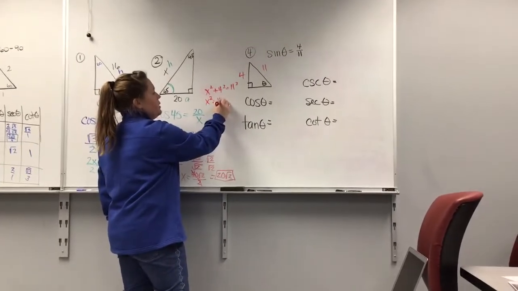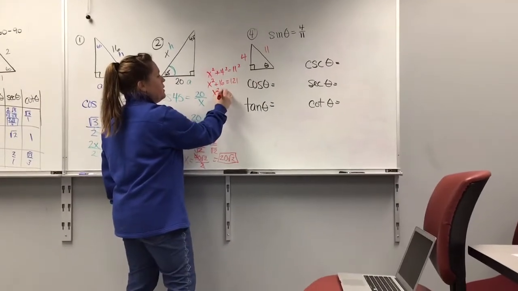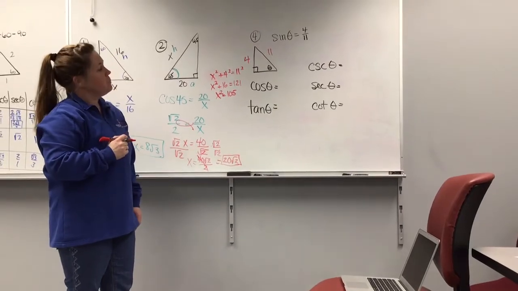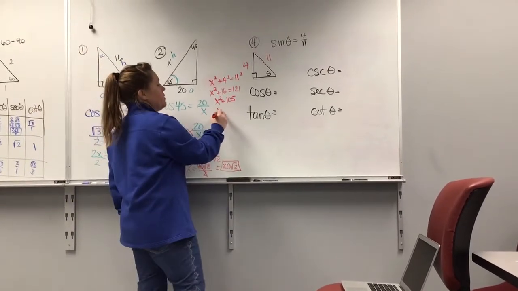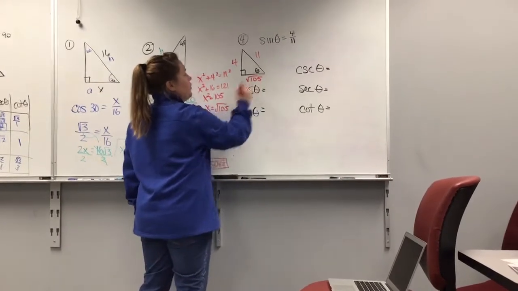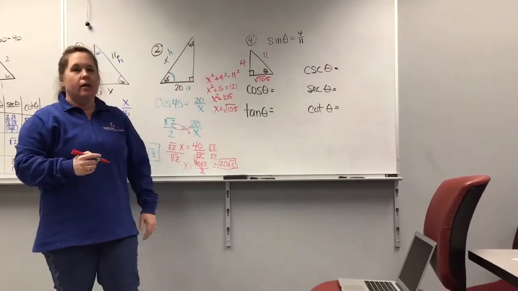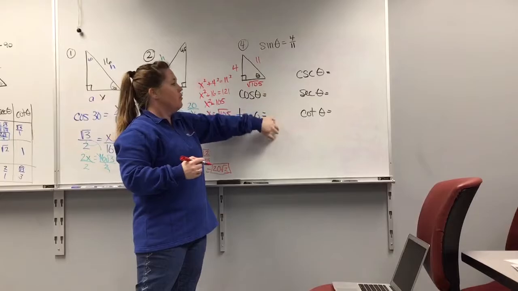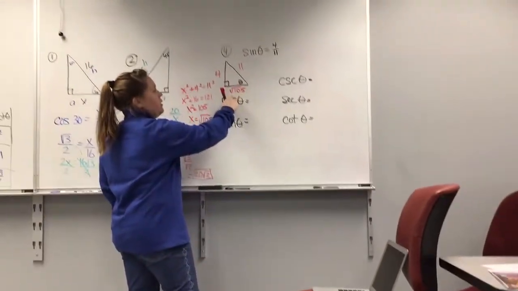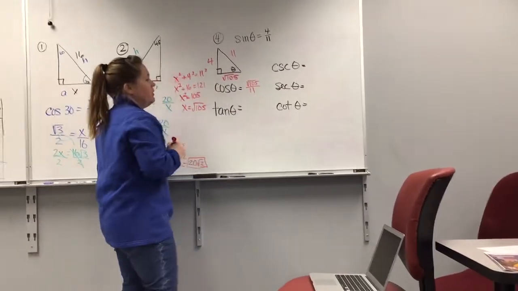x squared plus 16 equals 121. If I subtract 16 from both sides, x squared equals 105. And that is not going to simplify. So we would just leave this side as the square root of 105. So now that I know all three sides, we can fill in all of our ratios and find the other 5 trig functions. So cosine I know is adjacent over hypotenuse. So it'll be square root of 105 over 11.